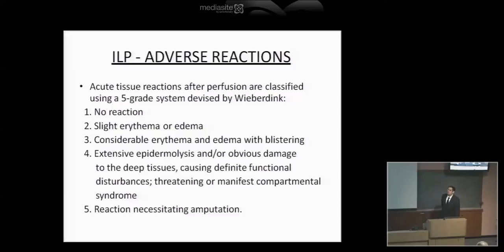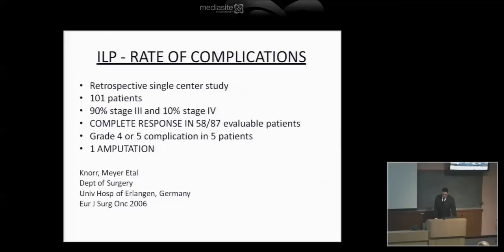Isolated limb perfusion was developed in the 50s, and it got utilized in the US much less than in Europe, and most of the studies for benefits as well as complications are European-based studies. Again, a study by Meyer at the same hospital in Germany. This was a retrospective study. They followed 101 patients between 1993 and 2002, so about a 10-year period. And 90% of these patients had stage 3 and 10% had stage 4 melanomas.